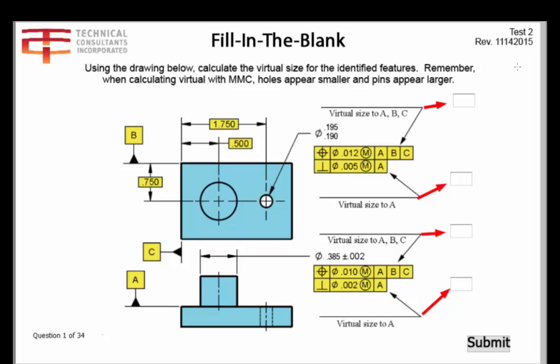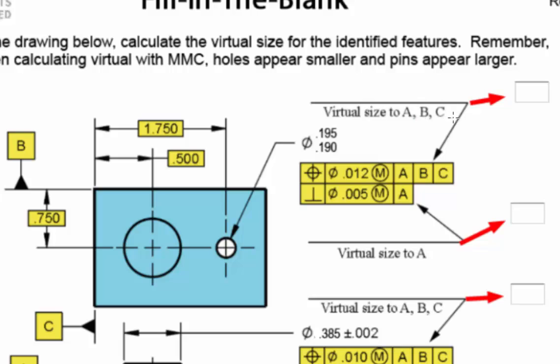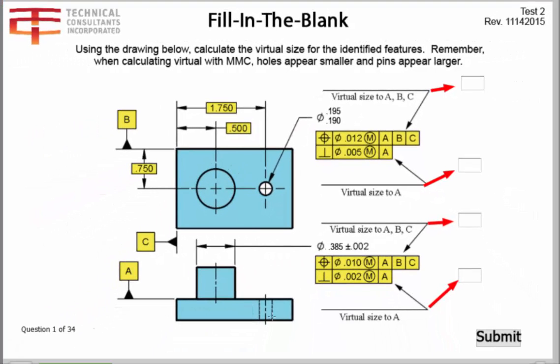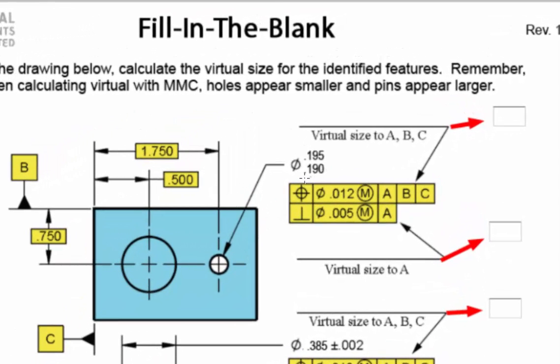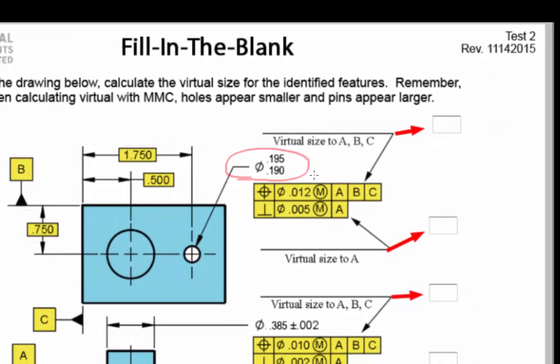So on this very first one, what do we have to do? Look at it and say, I have to get the virtual size to A, B, and C for this feature. What is this feature? Oh, it's a hole. So how do you do maximum material condition for a hole? The maximum material condition for a hole is the smallest hole. So we'll take our 190 at maximum material condition. What is our position tolerance at maximum material condition?